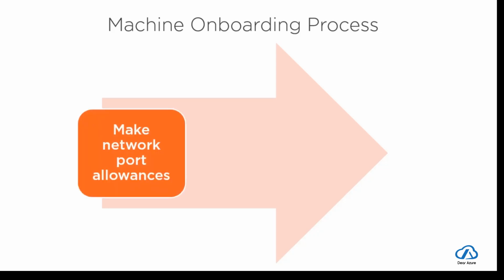First, you'll want to make the appropriate network port allowances. Now, I said that the communication here with Azure Arc does not require a VPN or an ExpressRoute link. We're working with TCP 443, which is the SSL, TLS, or HTTPS protocol. So it's meant to be pretty firewall friendly.